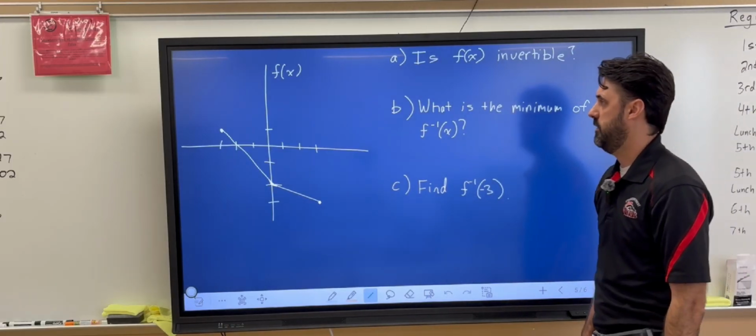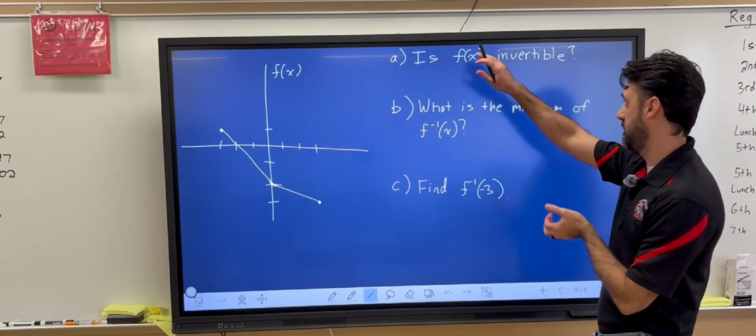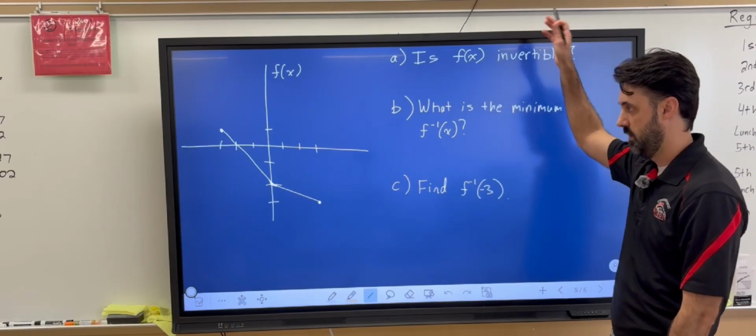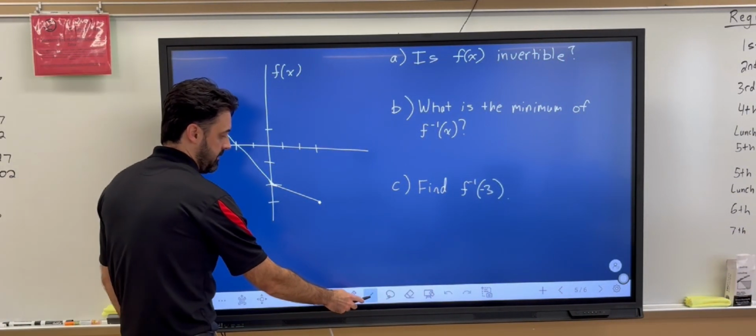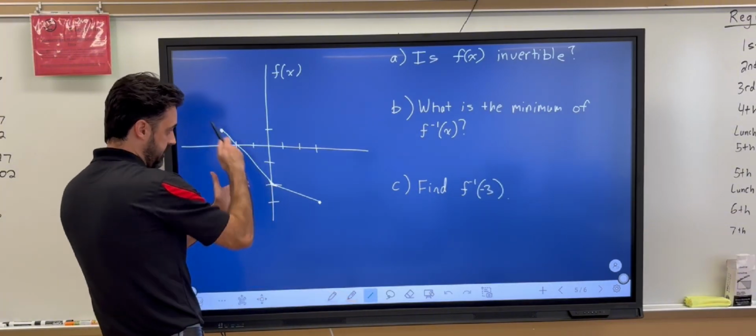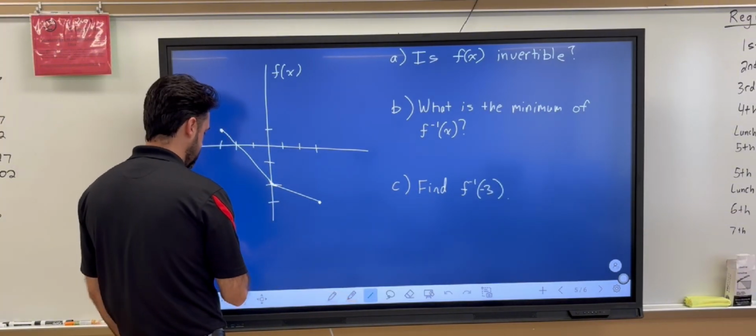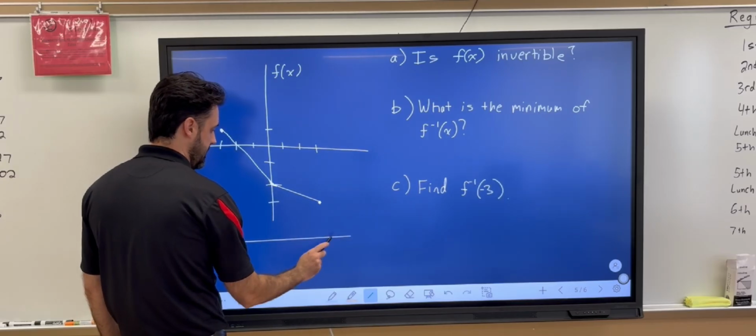All right, now we have a graph. And the first question is just, is f of x invertible? All right, so if we were to graph the inverse, would it be a function? So let's think about this. This we know is a function. It passes the vertical line test, but we're asking now about its inverse.